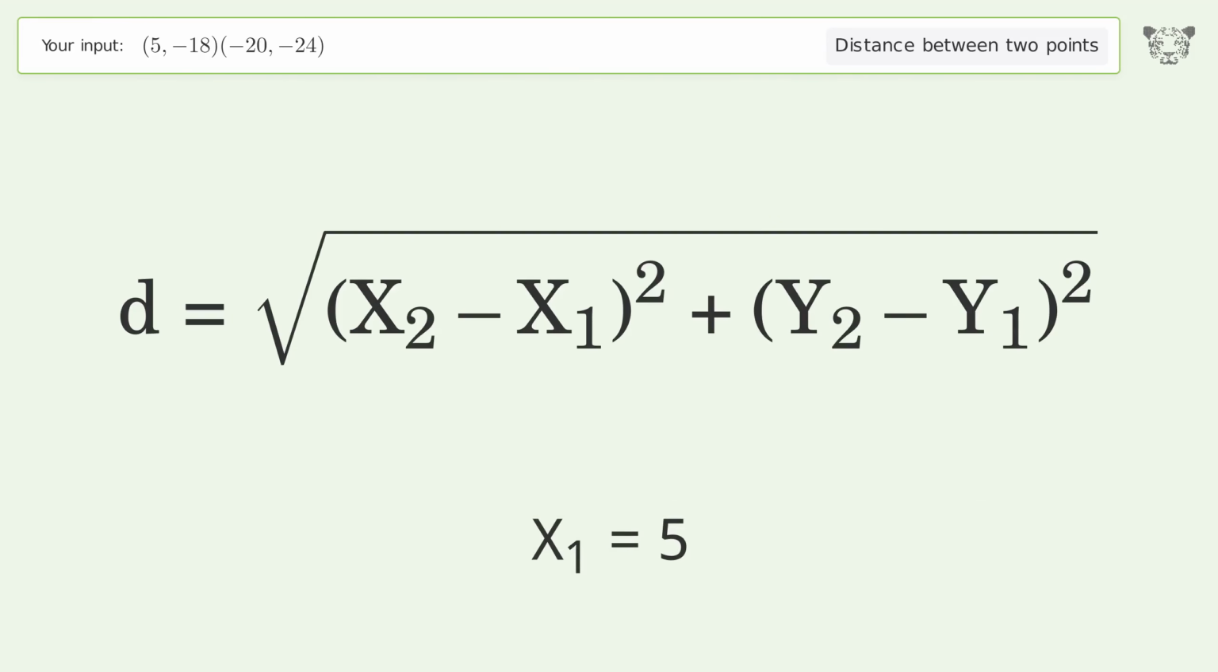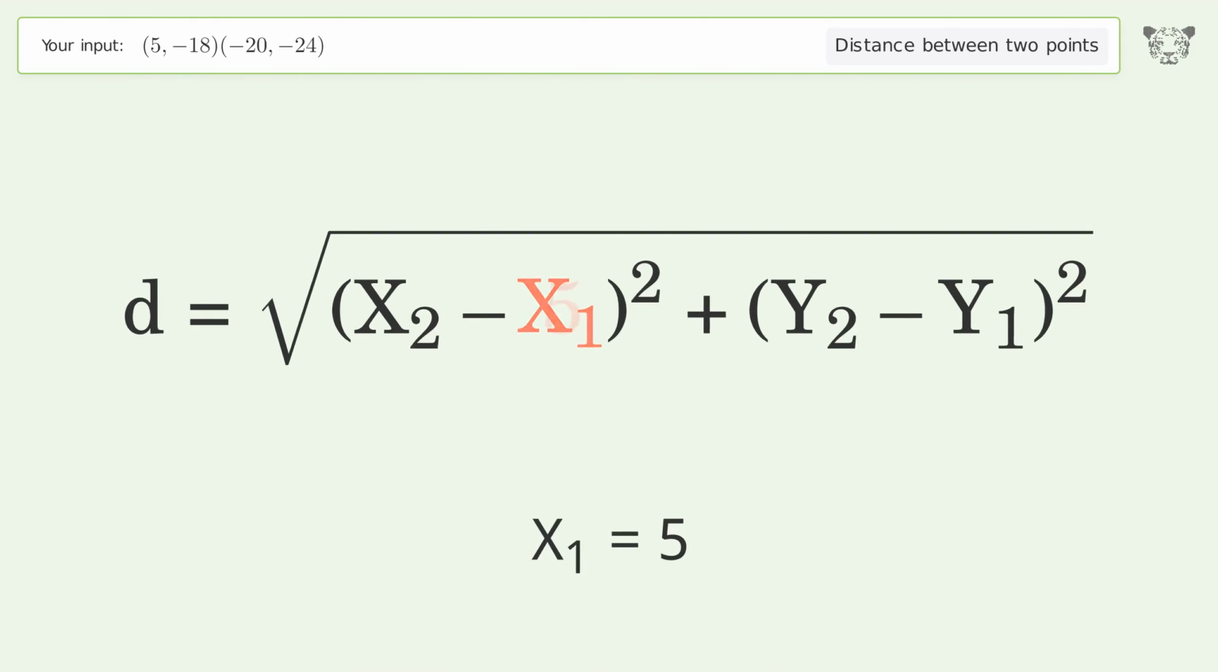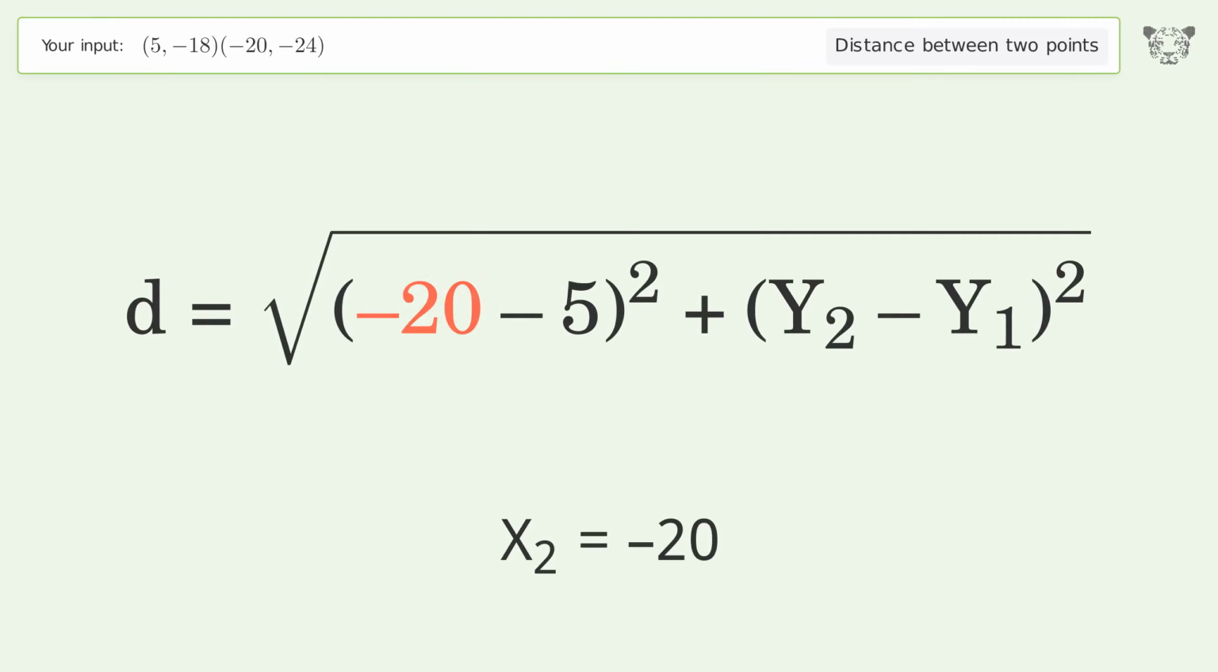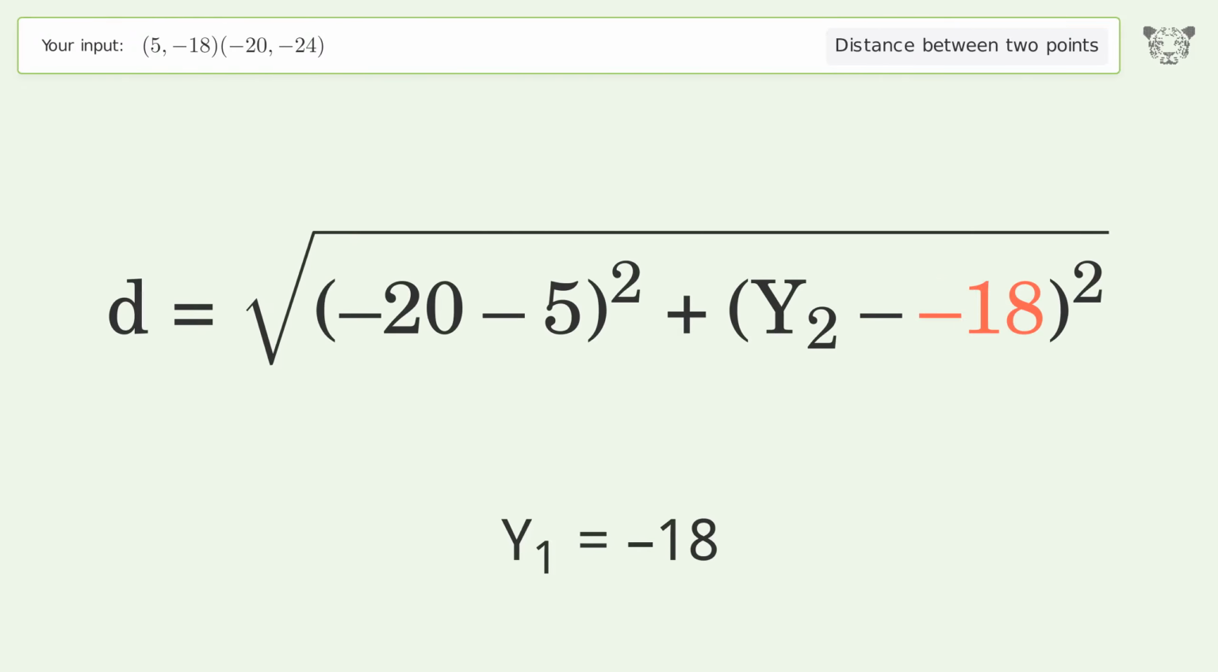x1 equals 5. x2 equals negative 20. y1 equals negative 18. y2 equals negative 24.